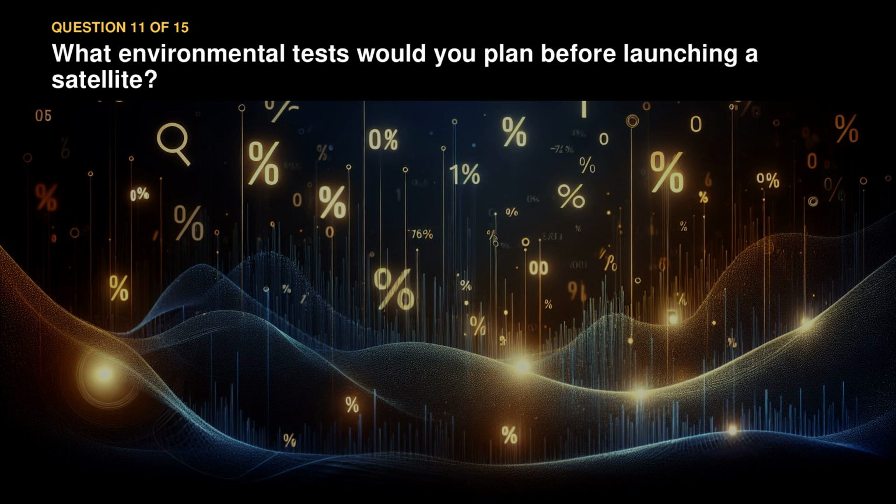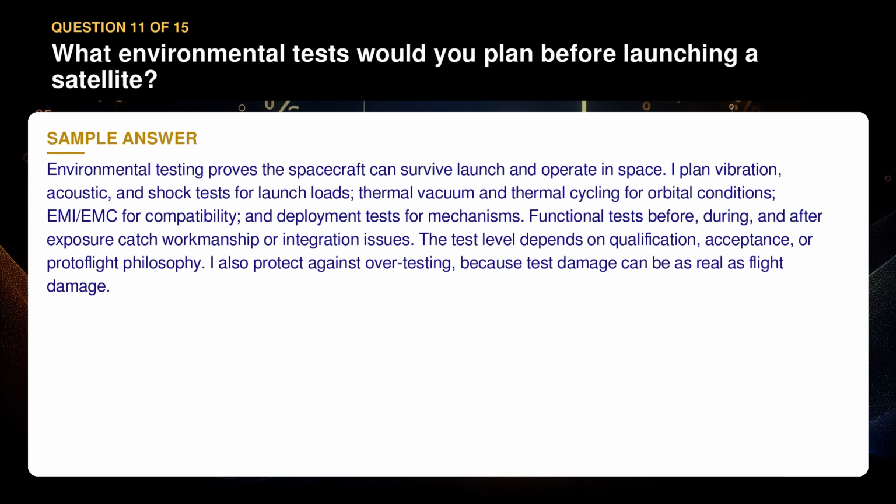Question 11. What environmental tests would you plan before launching a satellite? Environmental testing proves the spacecraft can survive launch and operate in space. I plan vibration, acoustic, and shock tests for launch loads, thermal vacuum and thermal cycling for orbital conditions, EMI/EMC for compatibility, and deployment tests for mechanisms. Functional tests before, during, and after exposure catch workmanship or integration issues. The test level depends on qualification, acceptance, or proto-flight philosophy. I also protect against over-testing because test damage can be as real as flight damage.